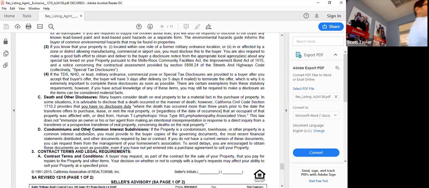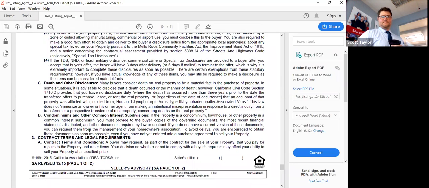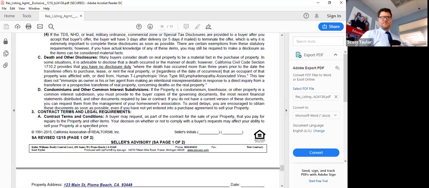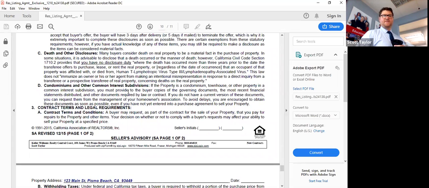Regardless of the date that an occupant of that property was afflicted with or died from, isn't that what that is? So it is always. 3 years is the state mandated time period, or regardless of the date of occurrence. Does that mean we always or we never? You always. Death is 3 years in California. Under that, the death has occurred more than 3 years prior. Your death is 3 years? Yeah.